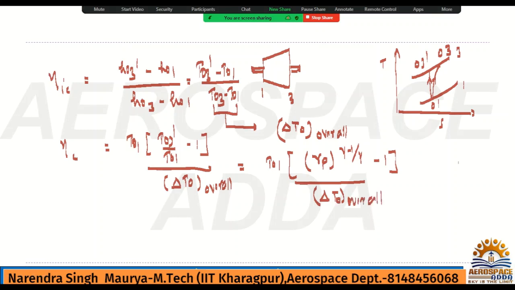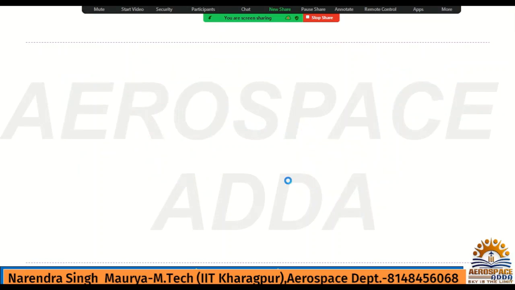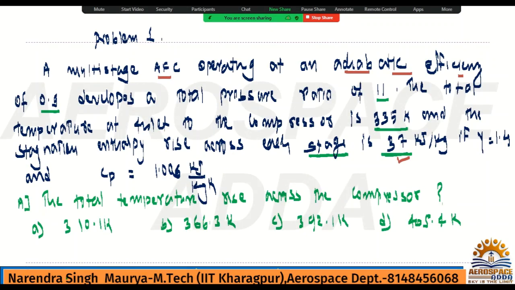Now here we'll keep all the data. See, the adiabatic efficiency they have given to us. They have given RP also, the pressure ratio, the total pressure ratio for the multi-stage compressor. Check this value, RP. And the temperature T01, the total temperature at the inlet of the compressor. This is T01. So all the data you have, and the efficiency they have given is 0.9.